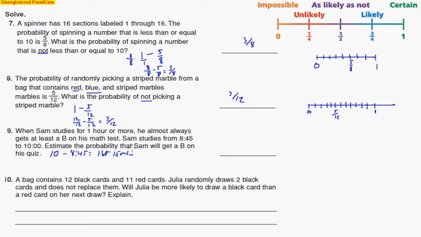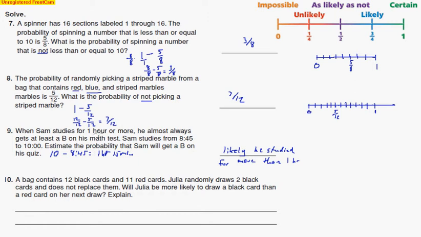So estimate the probability that Sam will get a B on his next quiz. Well, I would say it's a likely event. I'm not going to say it's certain, but it's definitely likely because he studied for more than 1 hour. See, if it was less than 1 hour, then I would say no, he probably won't.